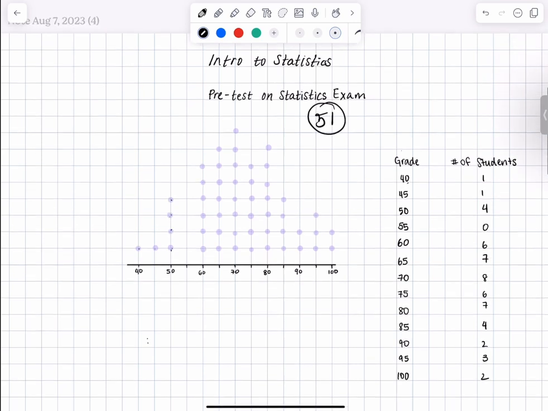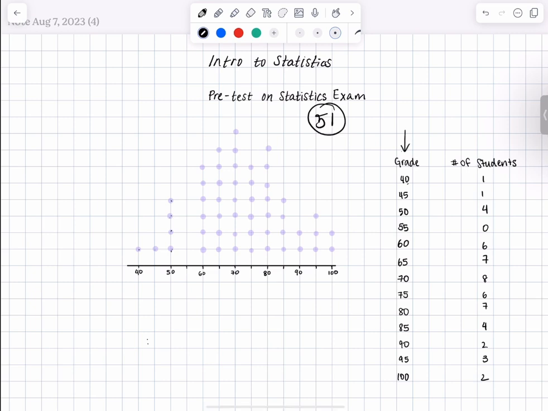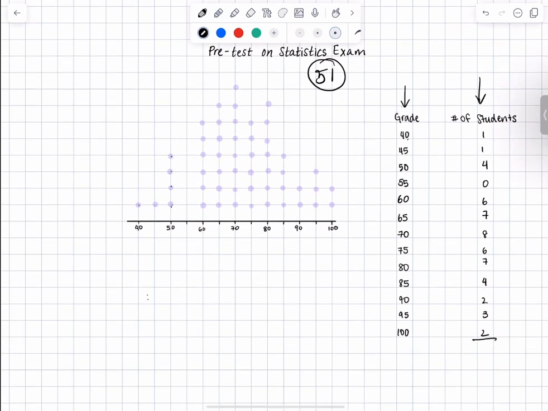So you organized all the scores into a table, with all the possible scores and the number of students that received that score. We already know there's a total of 51 students. You also organized all this data into a dot plot. So this is a dot plot. Each individual dot represents each individual student's score on the pretest. This student right here received a 95, while these students received a 50 on the pretest.